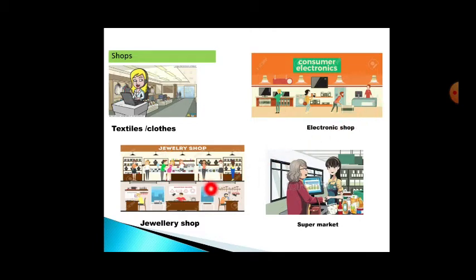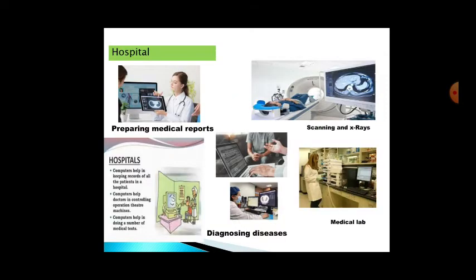Next, in a jewelry shop, many jewelry makings are done through the computer. All minute designs are done through the computer, and the billings are also done through the computer. Wherever you go now, it is computerized billing. Next, in the supermarket, we have seen the barcode reader. It reads the price and scans it to the computer, and immediately the billing is done. These are some of the ways computers are used in shops.